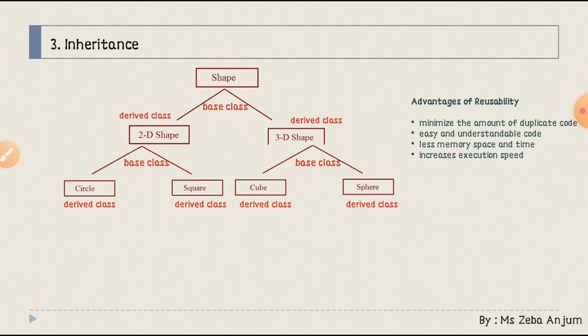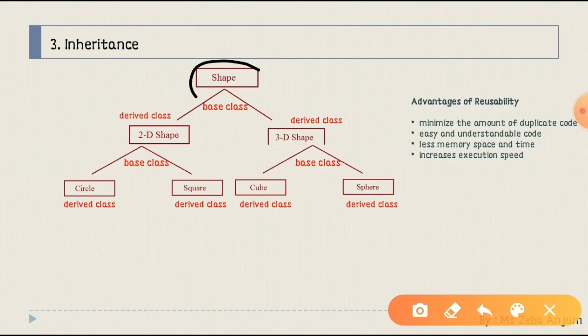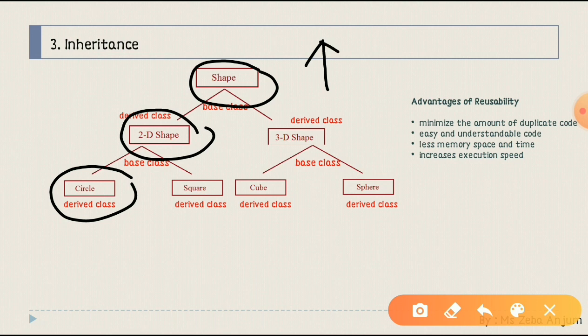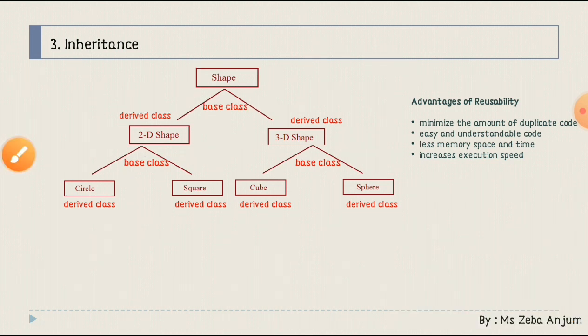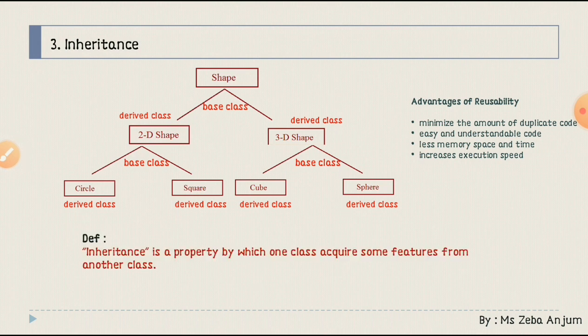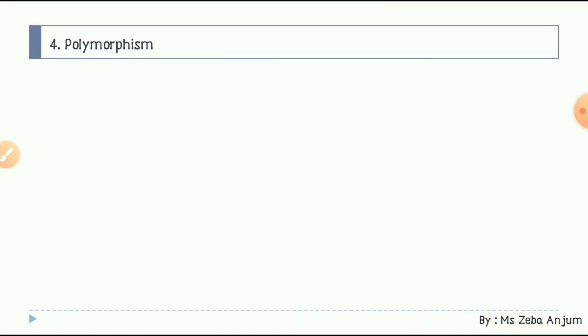The fourth point: it increases execution speed. See in this figure what we have seen, we are actually enforcing your modularity portion over here. So if your modularity increases, then ultimately your execution speed will also increase. Now coming towards your third principle of object oriented programming, that is inheritance, let us see what is the basic definition of it. Inheritance is a property by which one class acquires some features from another class, and it obviously promotes your reusability.